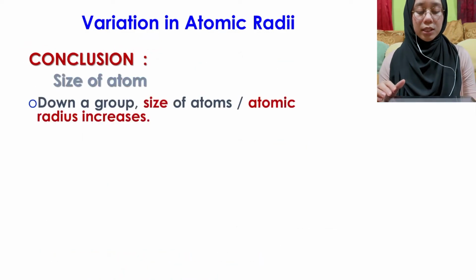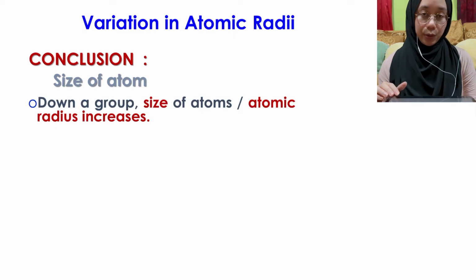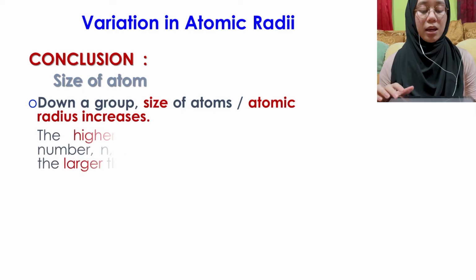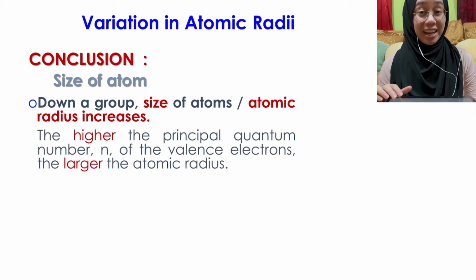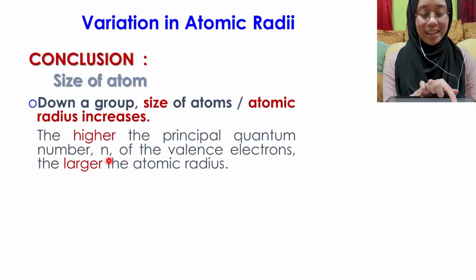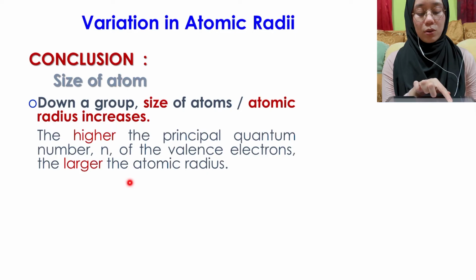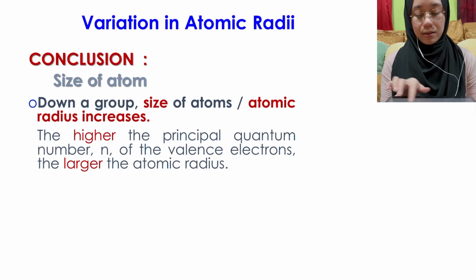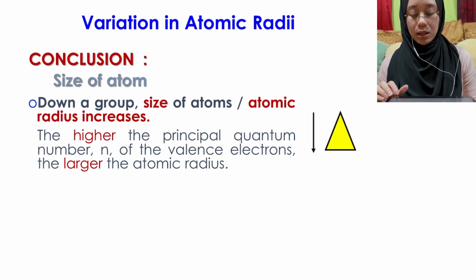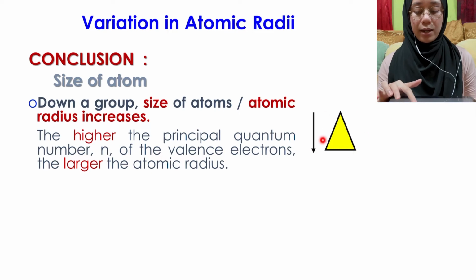So conclusion, the size of atom going down the group, the atomic radius increases. Okay, so ini ada kaitan dengan yang N-SAS tu lah. Okay, so dia ada kaitan dengan the principal quantum number. Okay, and then dia ada kaitan dengan attraction forces. So ada kaitan dengan size next then. Okay, so basically, dia makin besar kalau kita pergi ke bawah.